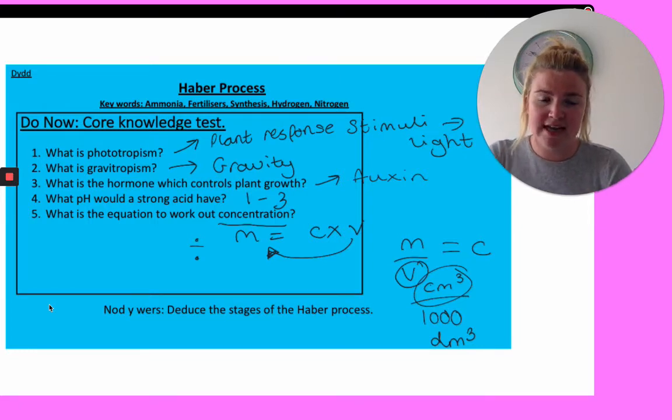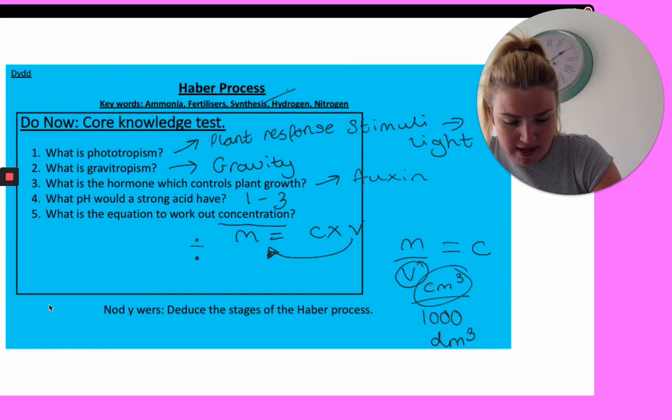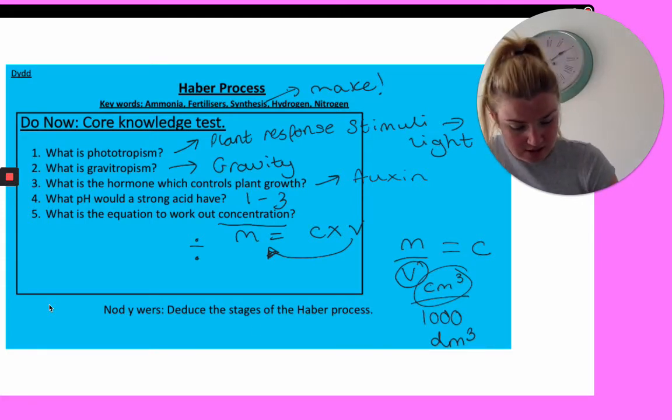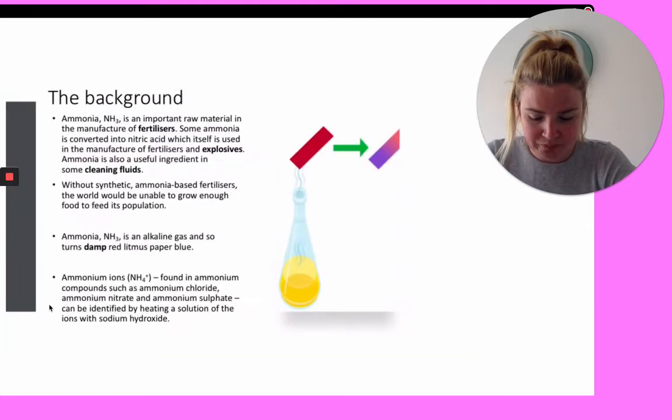So, like I said, we're going to look at the Haber process today. Your keywords are ammonia, fertiliser, synthesis, which means how we make things, making, hydrogen and nitrogen. Your learning objective today, what I hope you get by the end of it: deduce the stages of the Haber process. You need to be able to tell me the stages and the conditions of the Haber process.